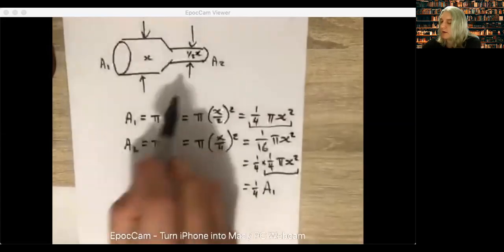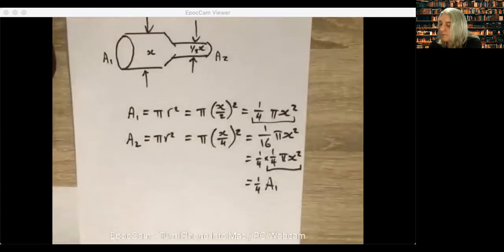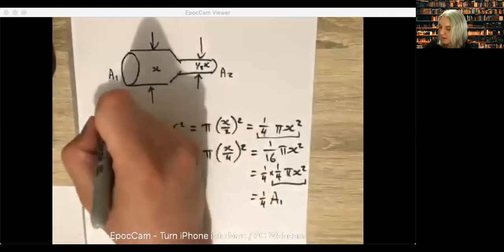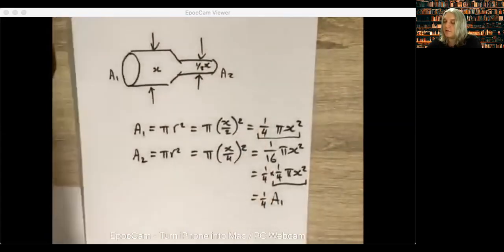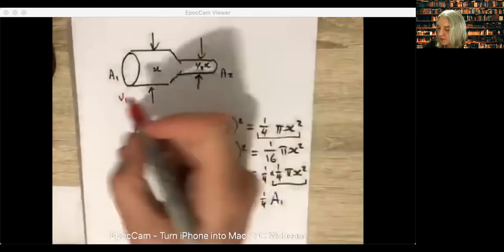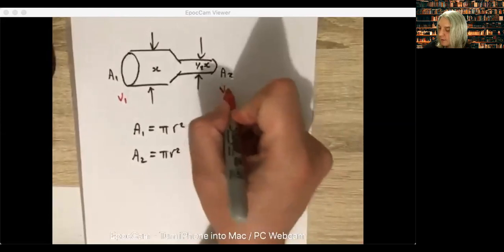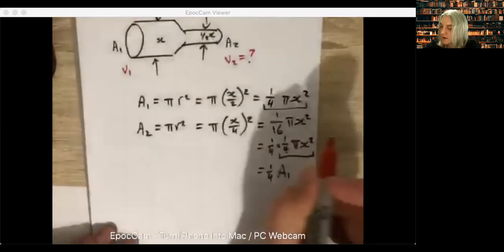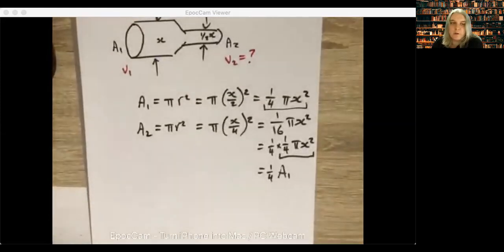So we know that area 2 is a quarter of area 1. And the question is, how fast is the water traveling here? We want to know the velocities. So if we set this to be V1, doesn't actually matter what it is because we're just trying to find the ratio. And the question is, what's V2? Well, now we just pull in our equation of continuity.